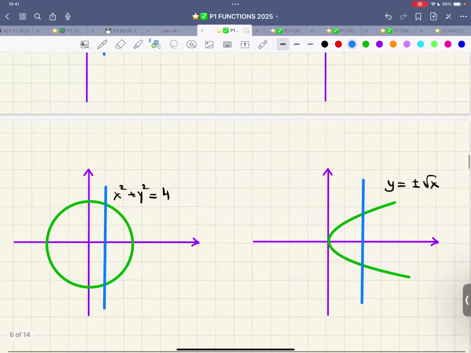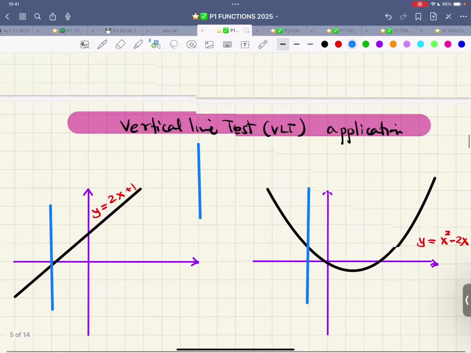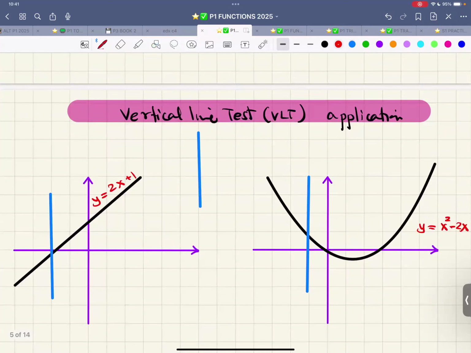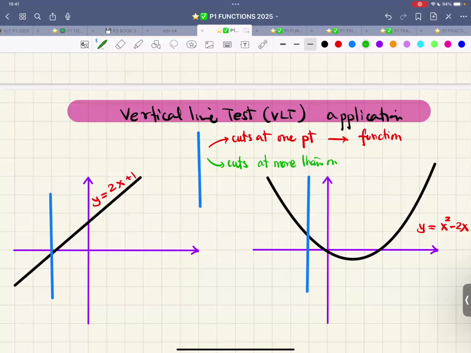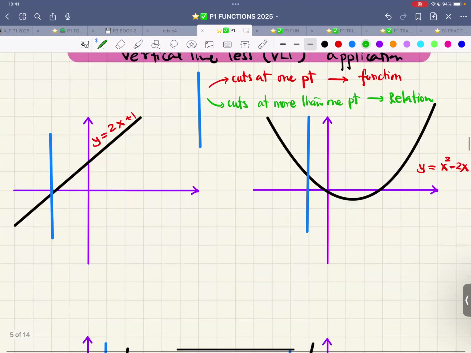Okay. Now the thing is, if the vertical line cuts at one point, this is the graph of a function. And if it cuts at more than one point, then it's not a function, it's simply a relation between two variables.